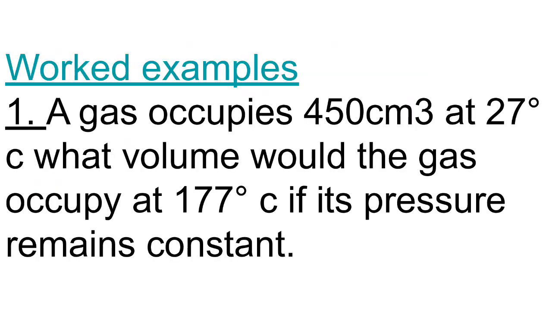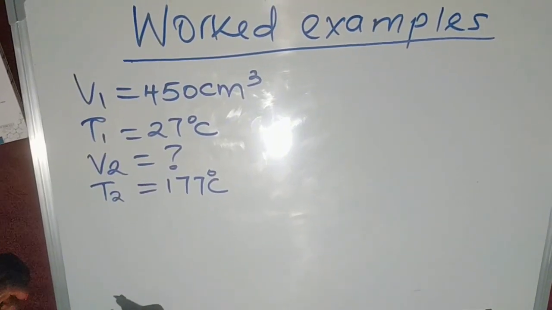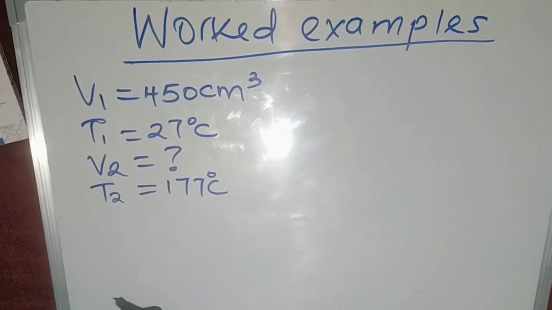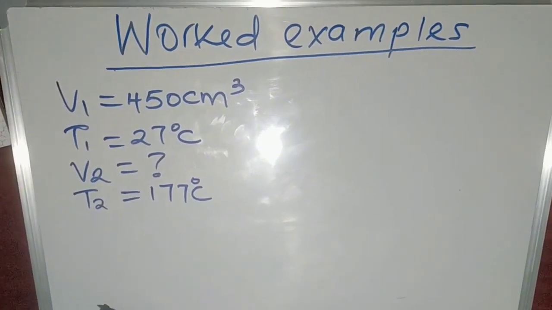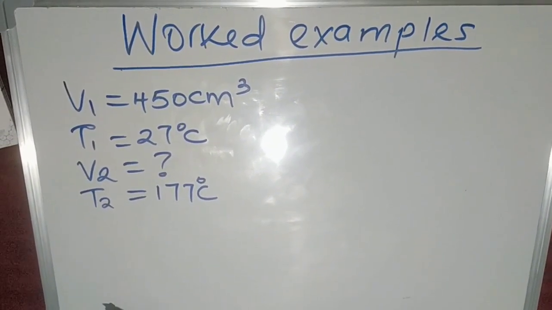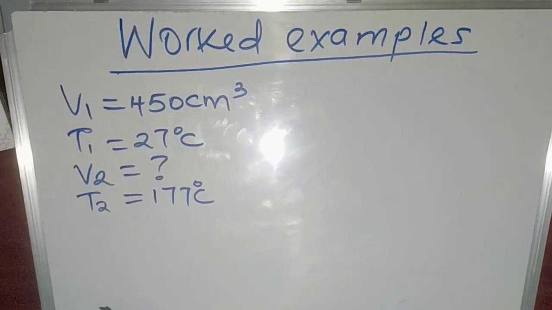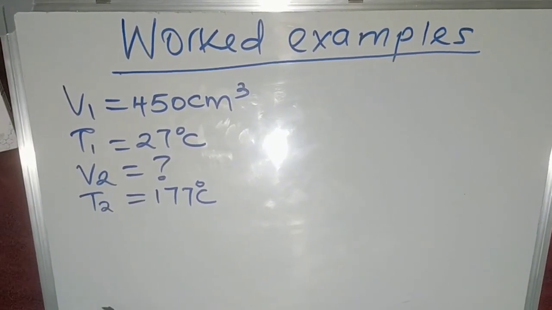Now from there, we can look at some worked examples. For example, a gas occupies 450 centimeters cubed at 27 degrees Celsius. What volume would the gas occupy at 177 degrees Celsius if its pressure remains constant? In this question, we have been given the volume and the temperature as the initial conditions, and we are supposed to look for the volume of the final conditions.